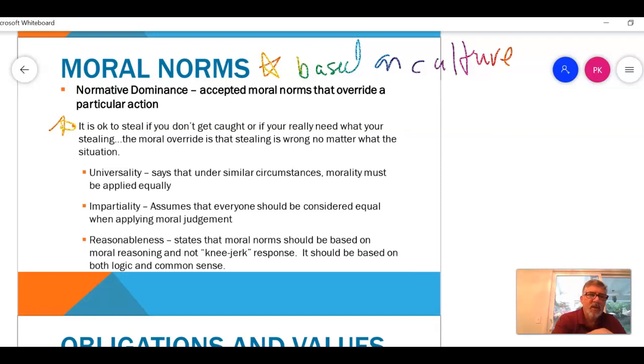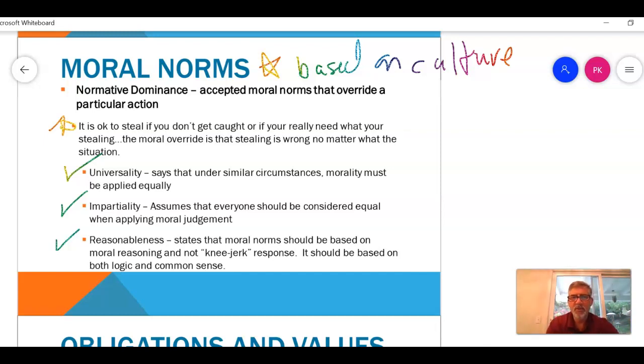So there's a couple rules, and you'll have to start writing down these rules. Universality says, under similar circumstances, morality must be applied equally, right? So if I'm applying morality to myself, it must be the same morality I apply to other people. So I say if it's okay to steal, then it must be okay for people to steal from me. But most people don't think like that. Well, they have more than I do, but it doesn't matter. What if it makes them feel good?